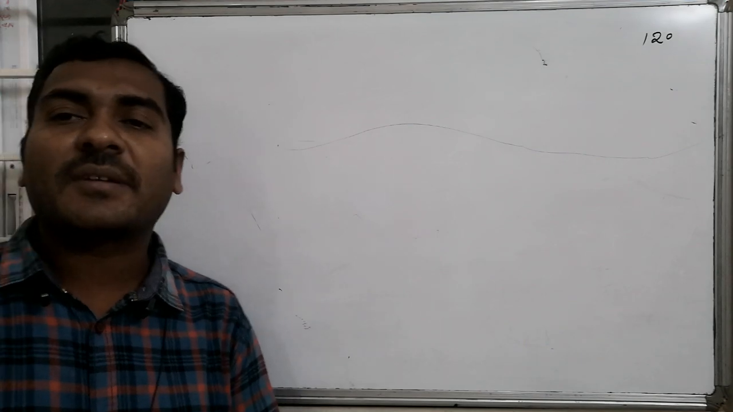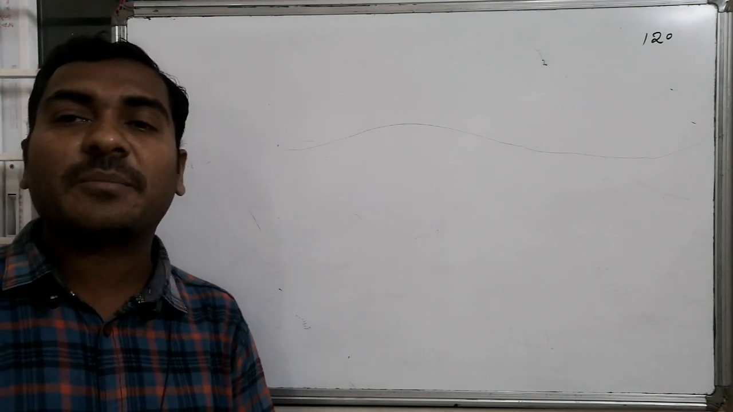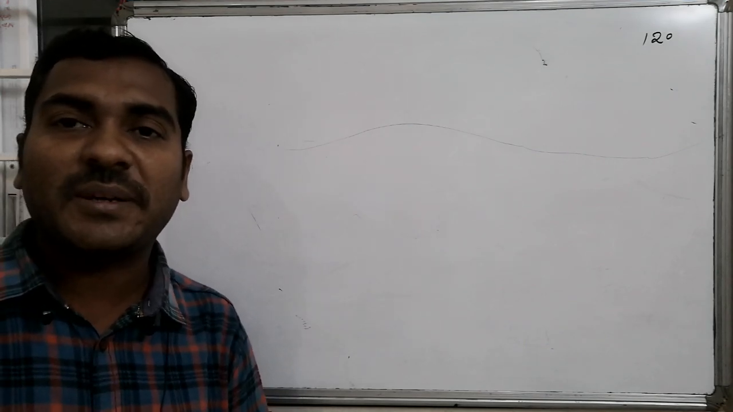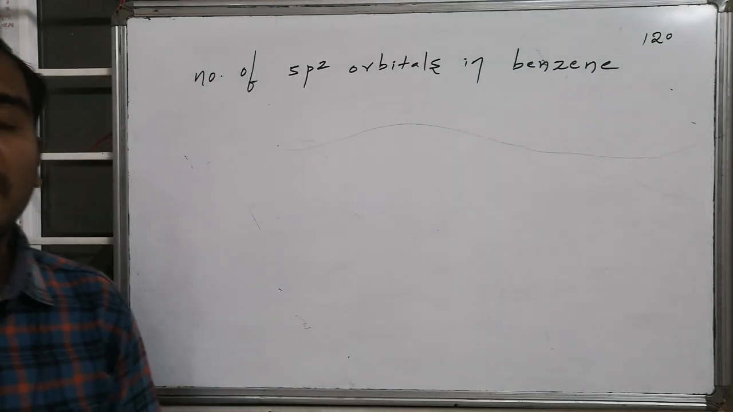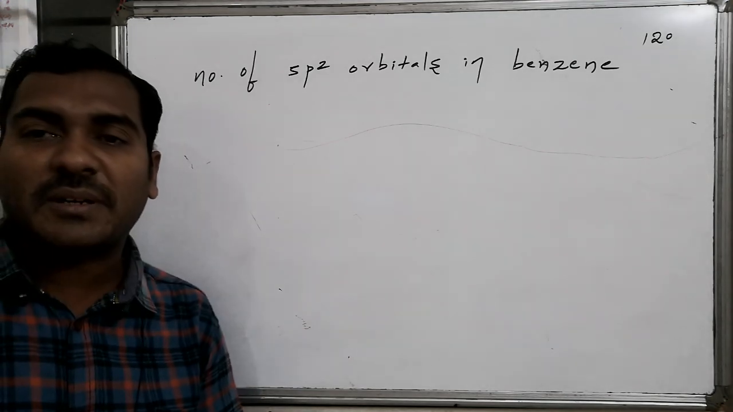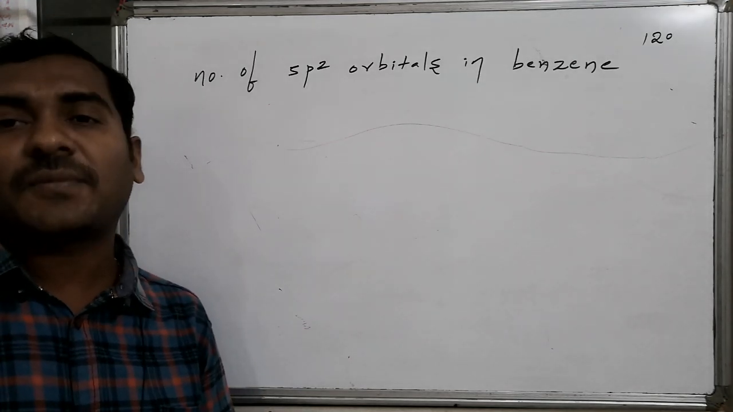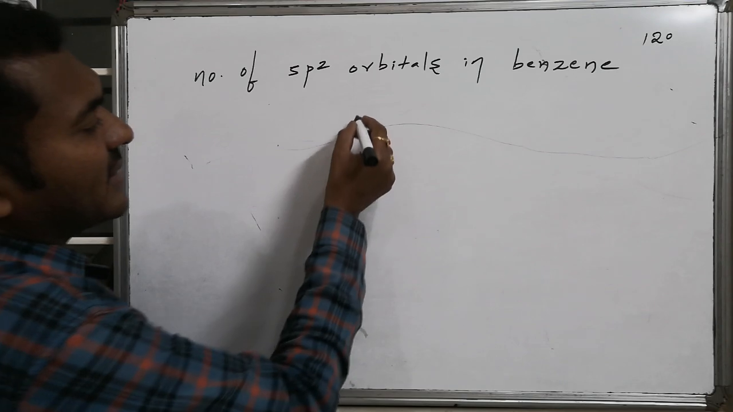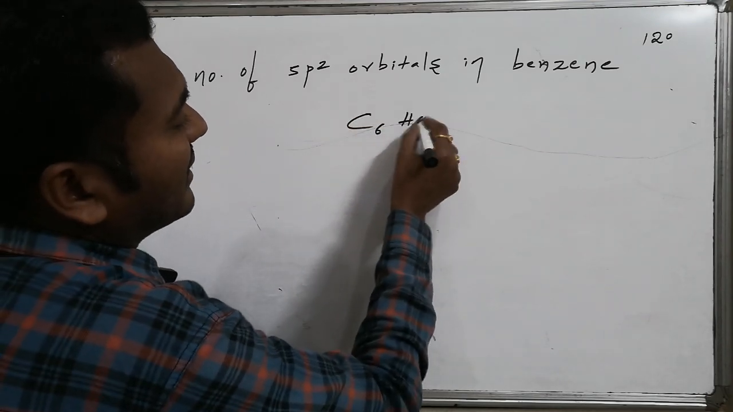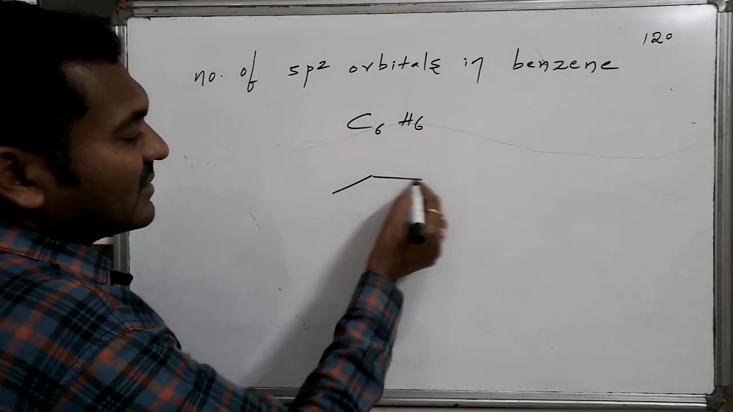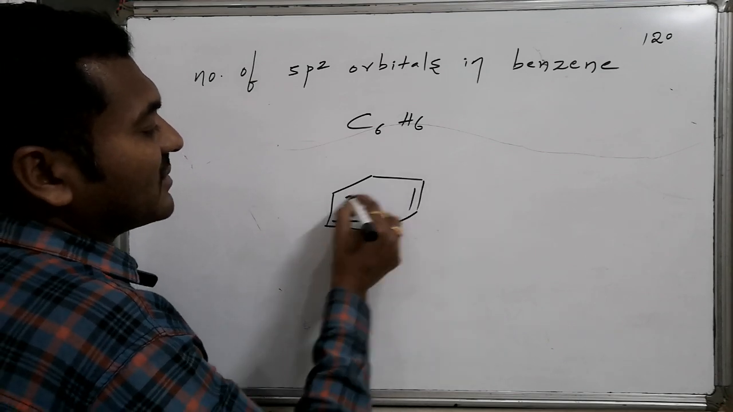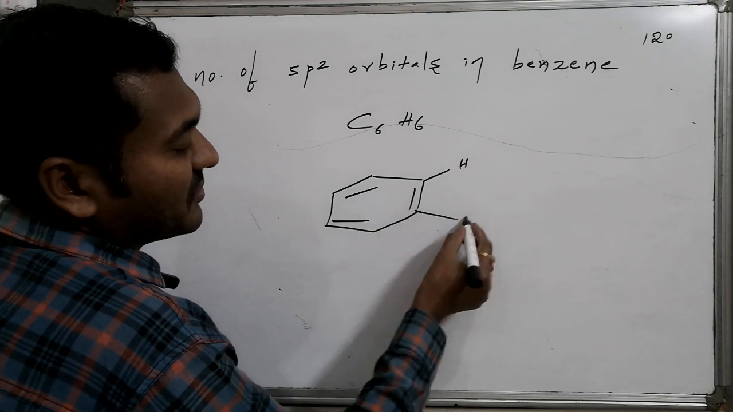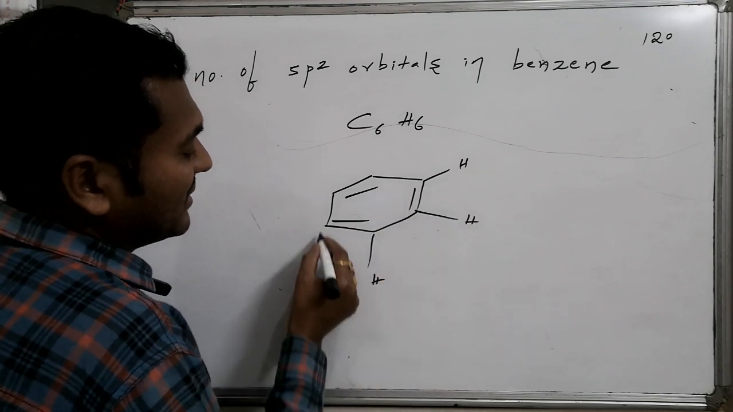Another question is regarding the number of hybridized orbitals present in benzene, and the question is: the total number of sp2 orbitals present in benzene is how many in number. The benzene formula, if we analyze, is C6H6, and if I write the Lewis structure, one of the valid structures of benzene is like this. This is benzene.